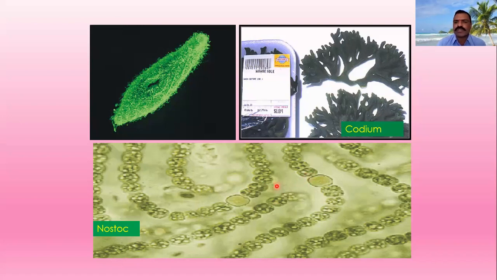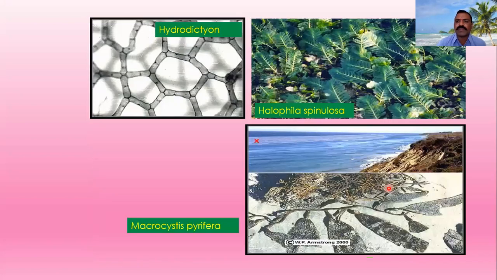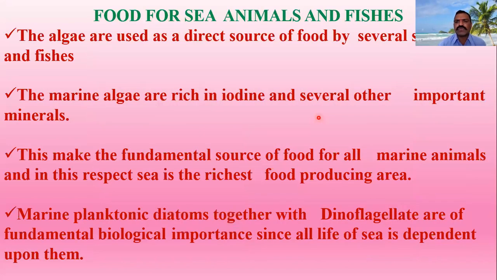And the bottom of the slide shows the Nostoc. So Nostoc colonies, Codium, Caulerpa, Chondrus crispus. These are all used as food for human beings and also animals. So this is Hydrodictyon, this is Halophila, Spirulina, and this is Macrocystis pyrifera, Macrocystis. These also belong to algae. Then why are they used as food for human consumption and by animals and fishes?